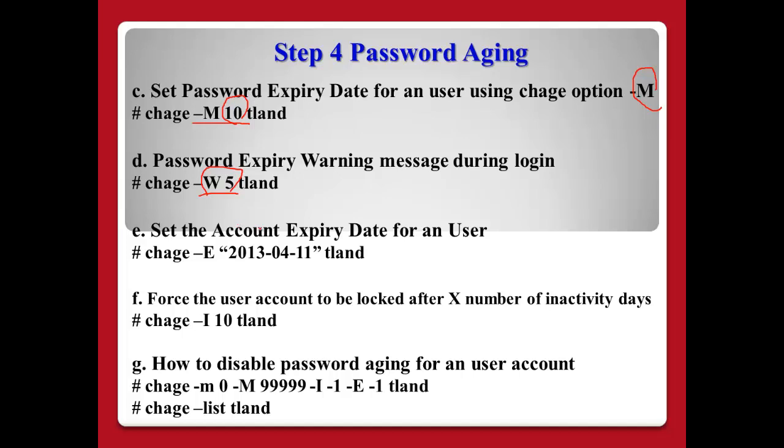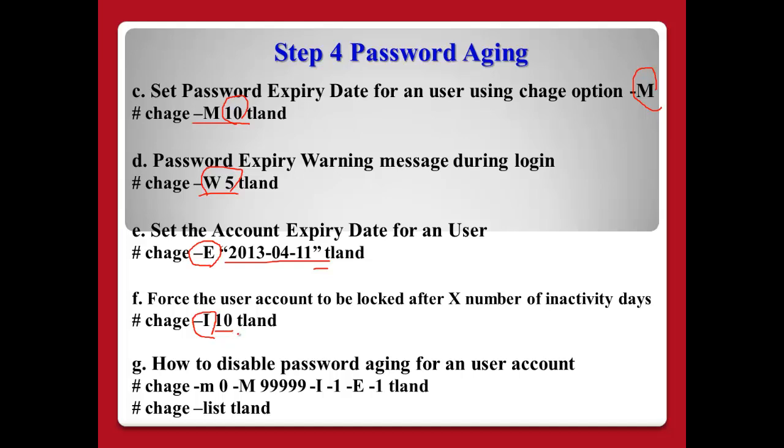E, set the account expiry date for a user. So using hyphen E, here we can set the exact date as the expiry date. And the F, force the user to be locked after X number of inactive days. So if we use hyphen capital I and here an exact number of days, then this user's account will be locked after the password maximum date.